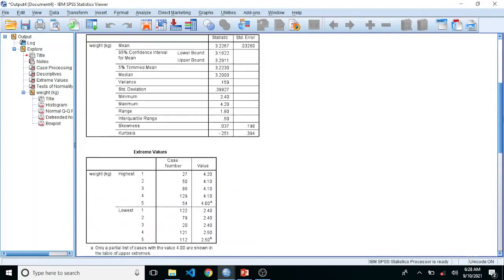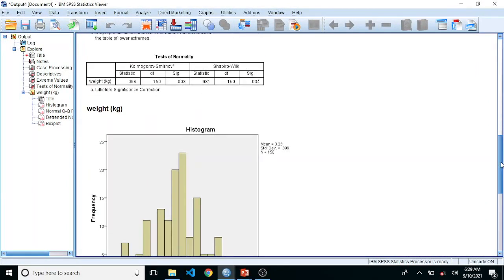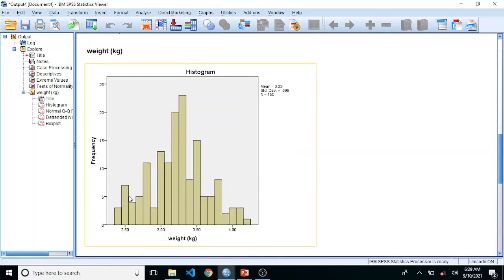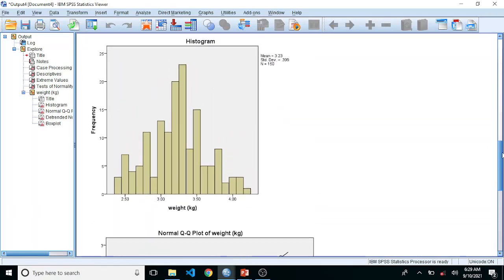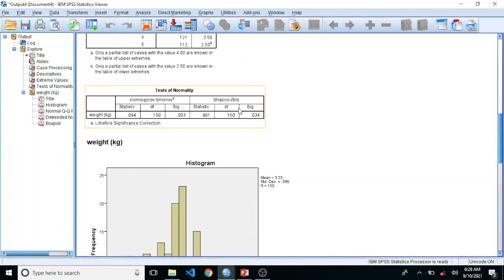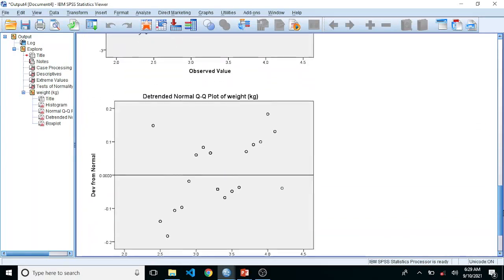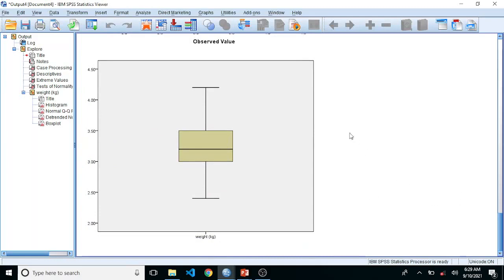And here we have our data, and the Shapiro-Wilk test of normality is telling us that our data is not normally distributed, because we have significance here. But looking at the histogram, we see that the data is fairly normal, fairly bell-shaped. And the analysis of covariance is robust to normality. So we will continue despite what the Shapiro-Wilk is telling us. And the box plot tells us that there are no outliers.